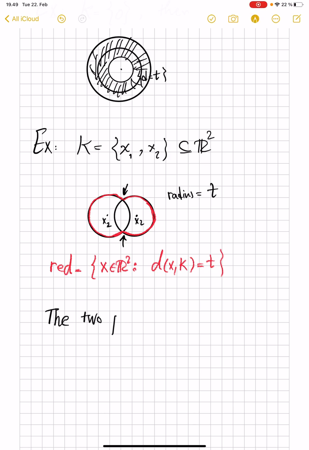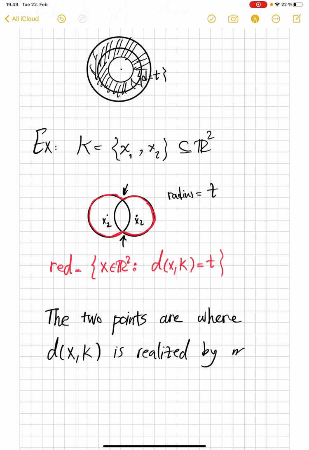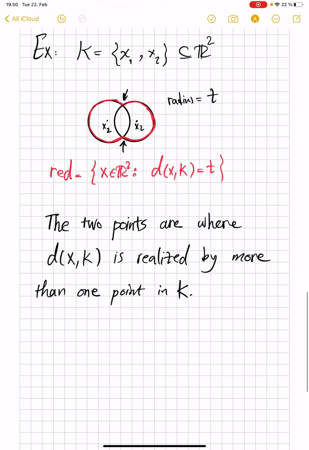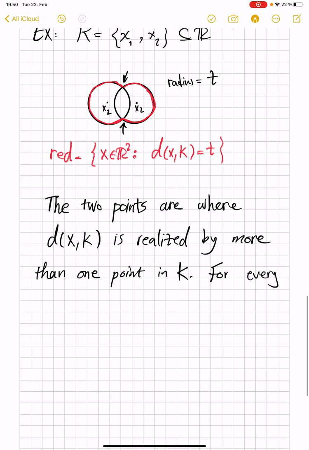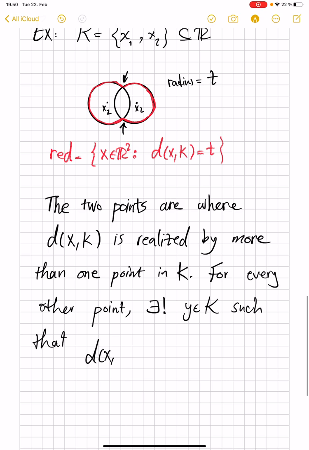and those are exactly the 2 points where the distance from x to K is realized by more than 1 point in K. For every other point x, there exists a unique y from the set such that it realizes the distance to the set.